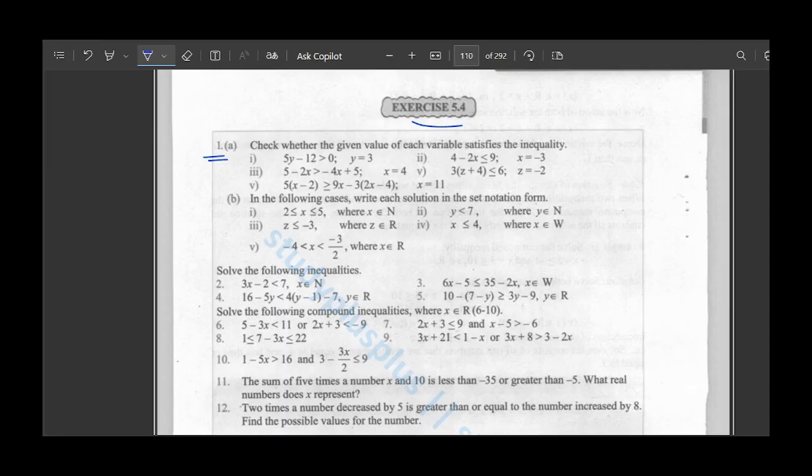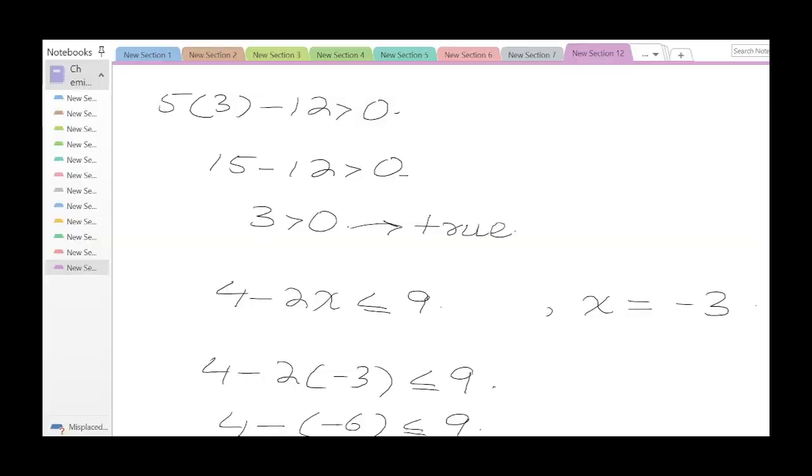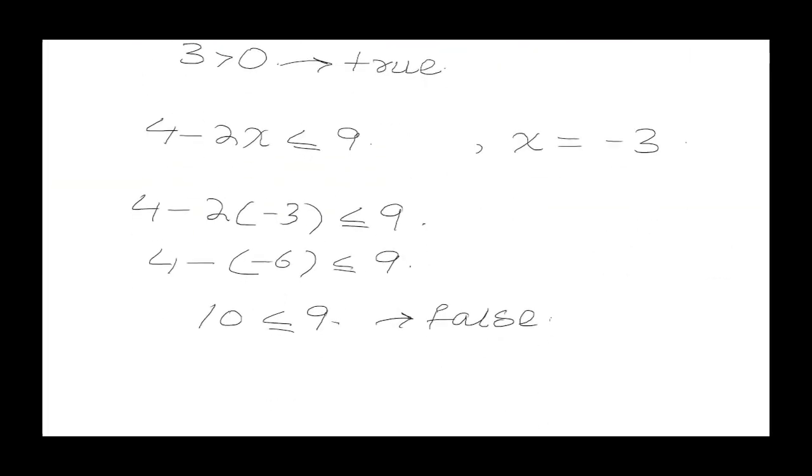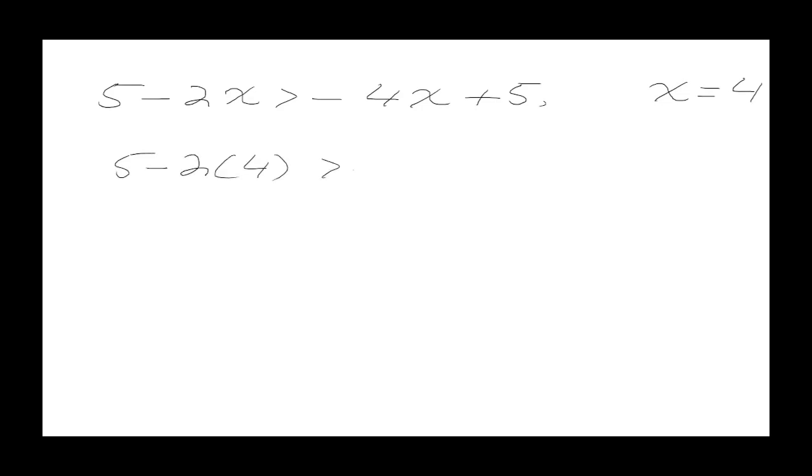Now let's move on to part 3, which is 5 minus 2x is greater than negative 4x plus 5. Here the value of x is given as 4. So let's satisfy the following inequality. I'm going to write the inequality first and then write the value. So we have 5 minus 2x, it is greater than negative 4x added with 5. And what is the value of x? It is 4. So we can write 5 minus 2 bracket 4 is greater than negative 4 bracket 4 added with 5.